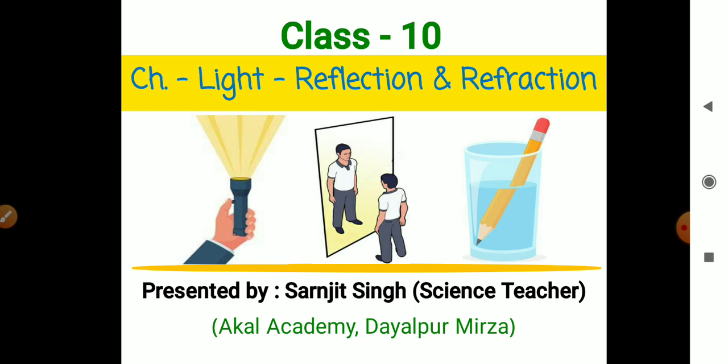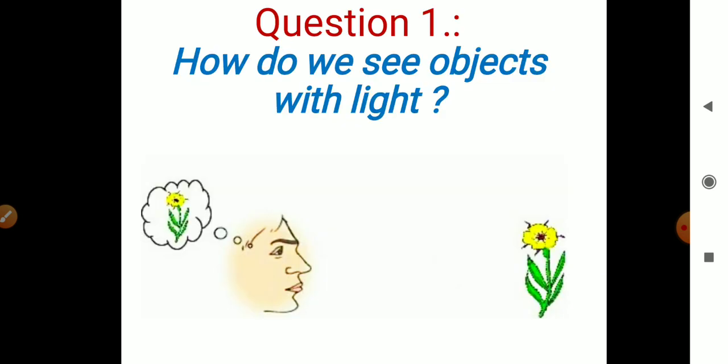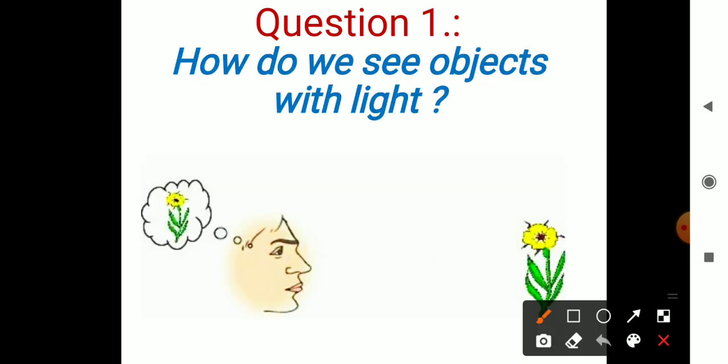Today we will discuss one topic from the chapter Light, Reflection and Refraction of class 10th. So let's start. There are two questions for you. Think and try to give the answer. The first question is, how do we see objects with light? Like this, how will this person be able to see this flower?